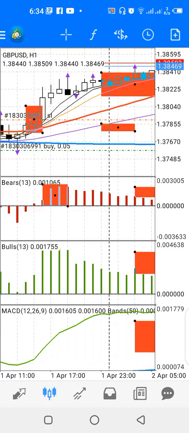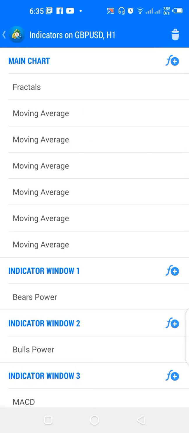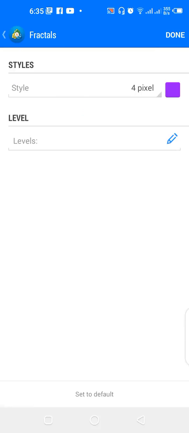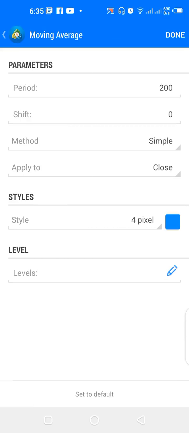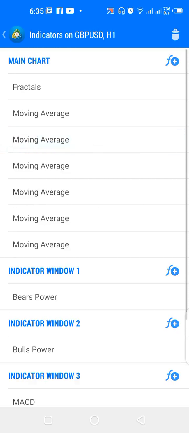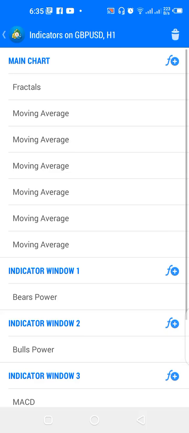So that's that for the strategy. It's a very simple strategy. Let's look at the settings and the parameters. For this main chart, we have fractals. We have a moving average, 200 period simple moving average, applied to close, color is blue. We have a 50 period exponential moving average, applied to close, color is purple.